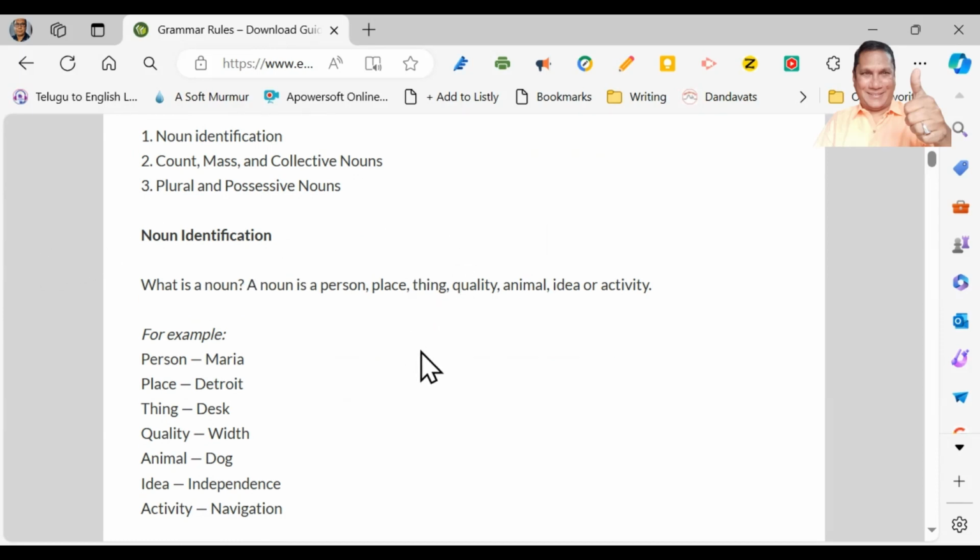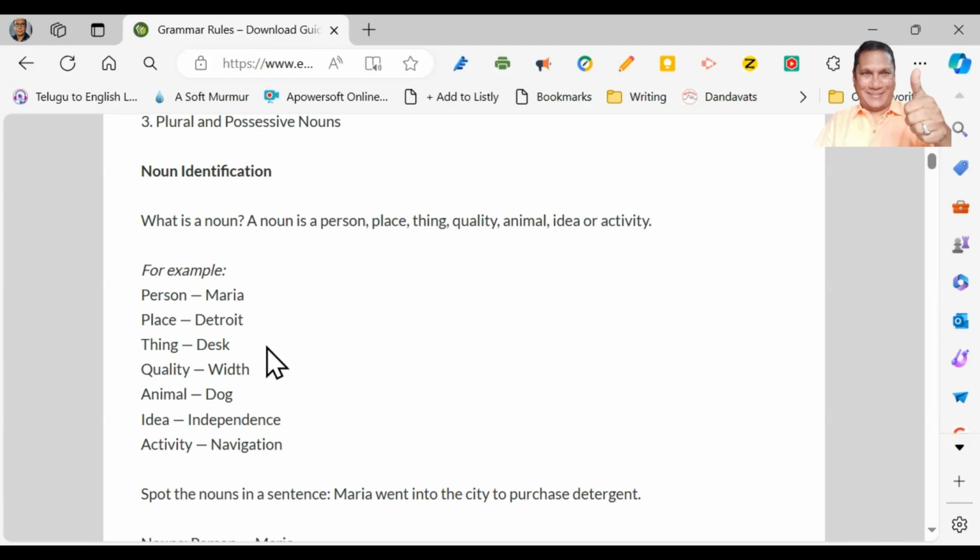What is a noun? A noun is a person, place, thing, quality, an animal, idea, or activity. So some examples are given here. You can also write your own examples. Please do some work on this. Don't just watch the video and forget it. Take a notebook with you, keep a notebook with you, and try to write something. And give your own examples of noun.